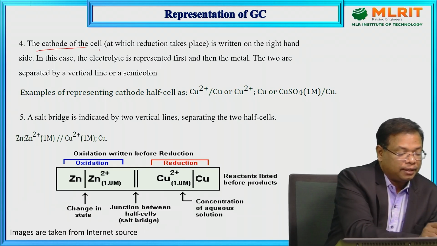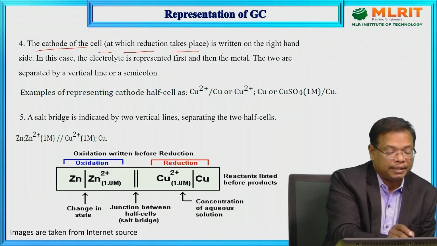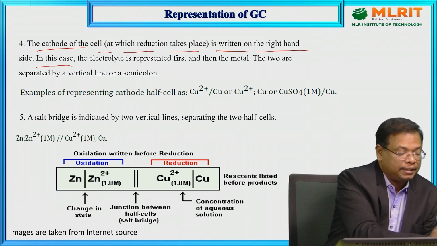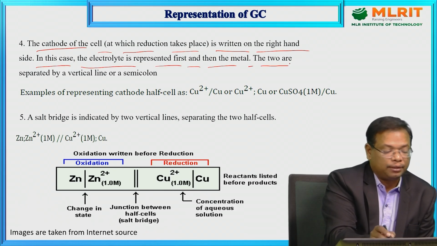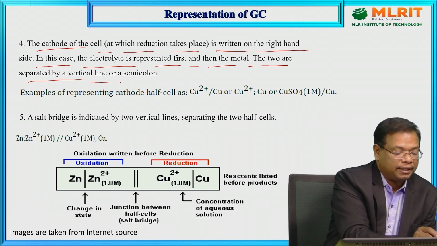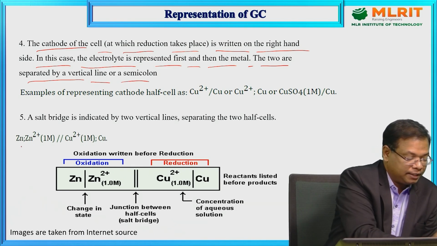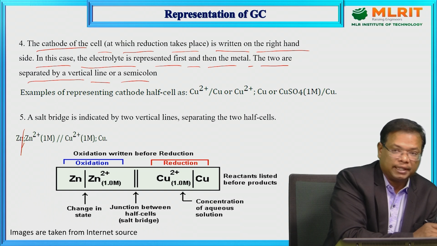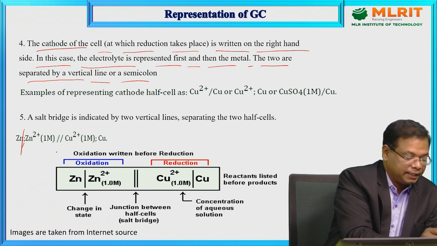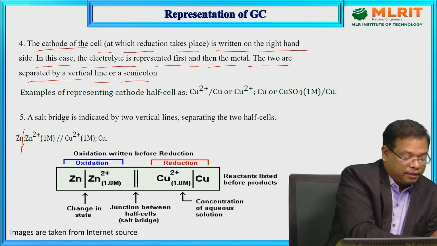The cathode of the cell, at which the reduction takes place, is written on the right hand side, and in this case the electrolyte is represented first and then the metal. The two are separated by a vertical line or a semicolon. Here we can use semicolon, or we can also use a vertical line. We can make it like that. So we can see here, this is the representation.